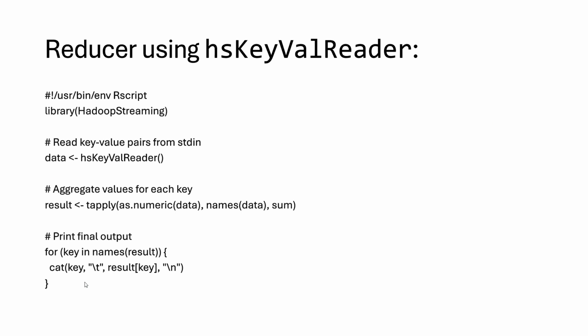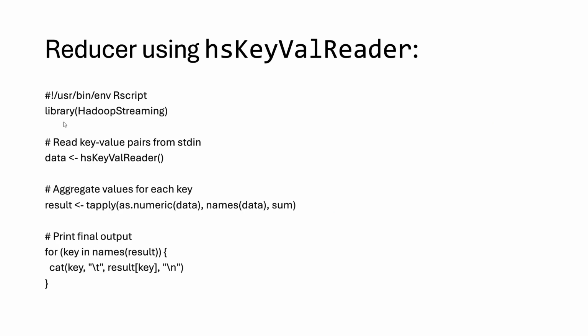It reads the key value from the standard input and aggregates them for each key, and then prints the final word count. So let us break it down one by one. What is this line? It specifies that it is executed using R script, ensuring compatibility or portability in different types of environments or systems. For that we have the same line.